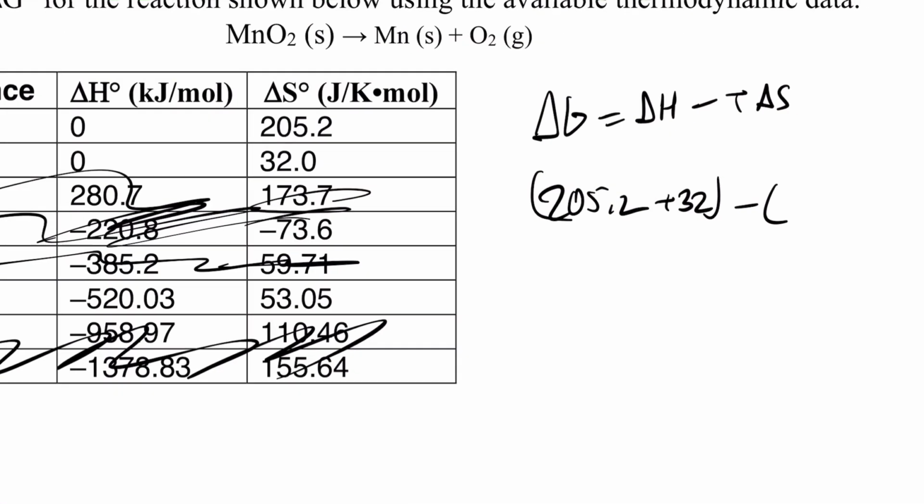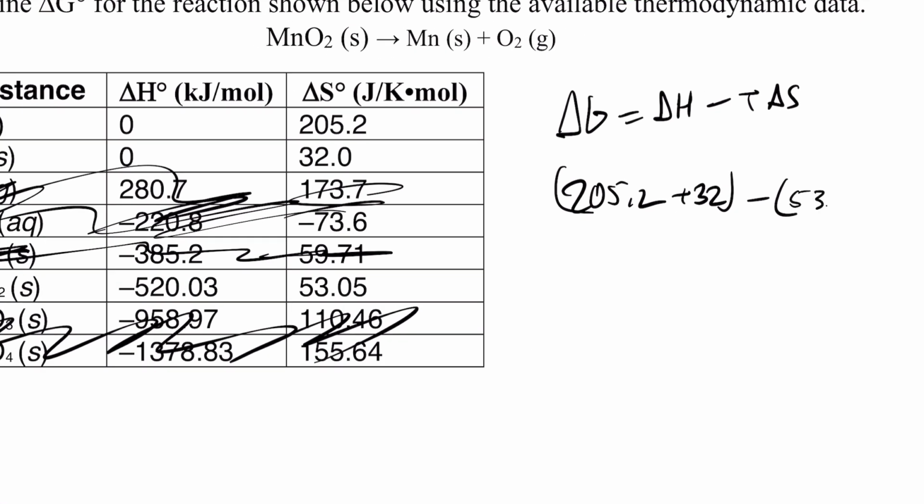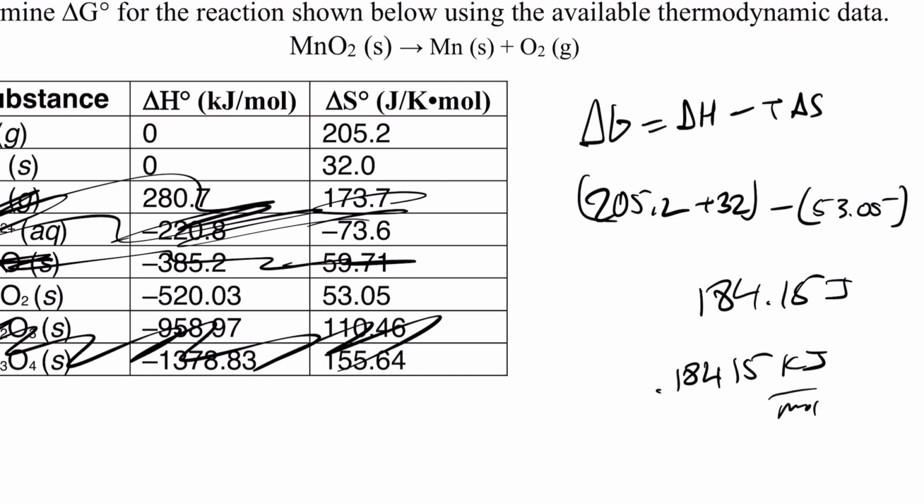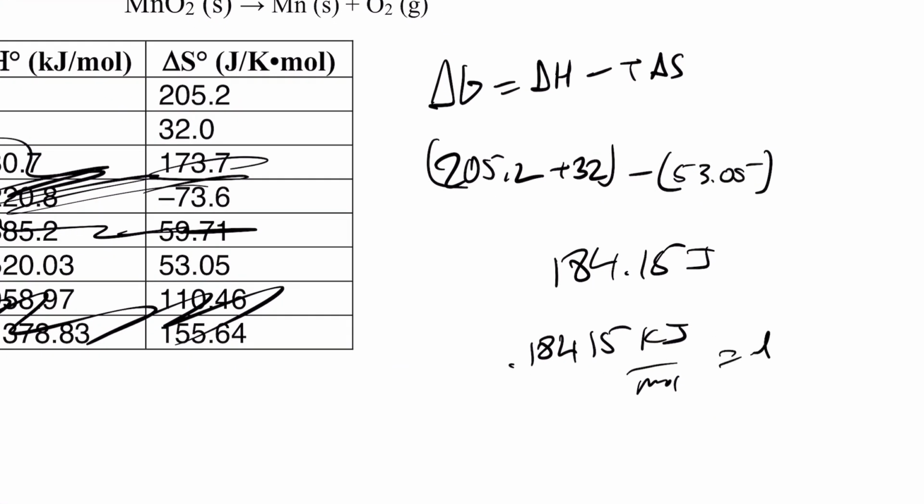Yeah, the entropy is 53.05. Okay, let's do the work. 205.2 plus 32 is that. That minus 53.05 for the solid is 184.15 joules, right? I'm going to convert that to kilojoules per mole. That is delta S standard.